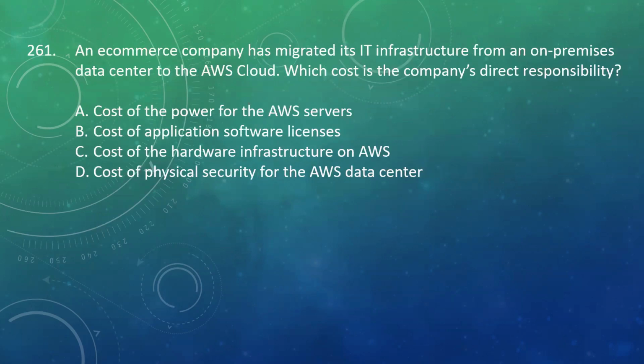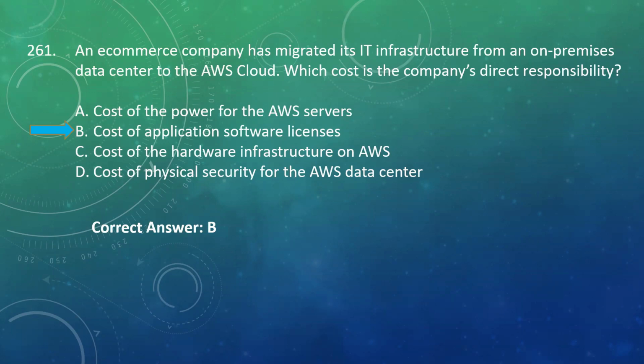An e-commerce company has migrated its infrastructure from an on-premise data center to the AWS cloud. Which cost is the company's direct responsibility? Your options are cost of the power for the AWS servers, cost of the application software licenses, cost of the hardware infrastructure on AWS, cost of physical security for the AWS data center. And the correct answer here is cost of application software licenses.